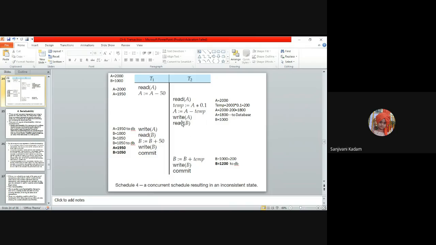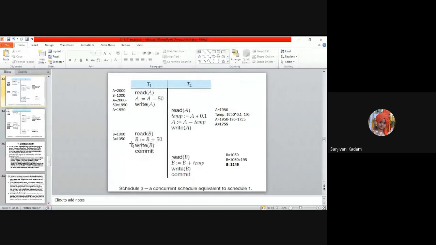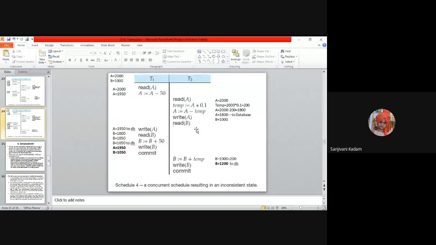If we had the read B operation after this write B operation, then it would have read the recent value, just like in the previous schedule, where write B was performed and after that the value of B was read. At that point it reads the recent value. But in this example, it has already read B, and changes to the database are done after that, so those effects will not be seen in T2. Okay, ma'am, it's clear now.